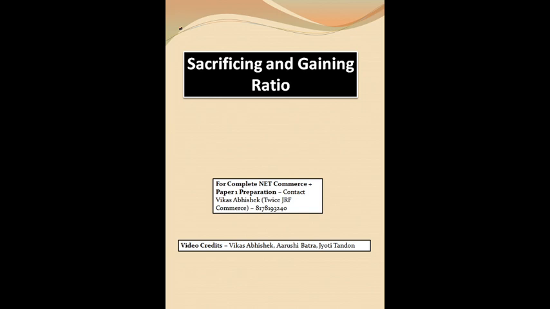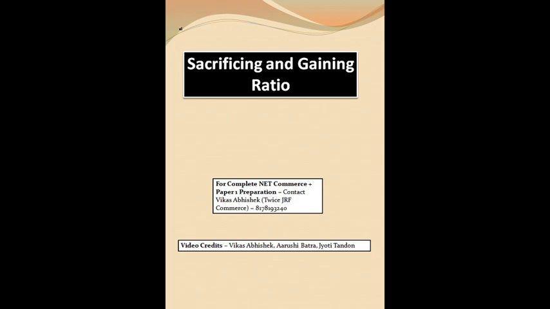So in this video we will give a quick short for learning what is gaining and sacrificing ratio. These are just simple concepts for calculation of sacrificing and gaining ratio. Before beginning, let me define what is sacrificing ratio and what is gaining ratio, in what scenarios the sacrificing ratio is calculated, and in what scenario gaining ratio would be calculated, right?